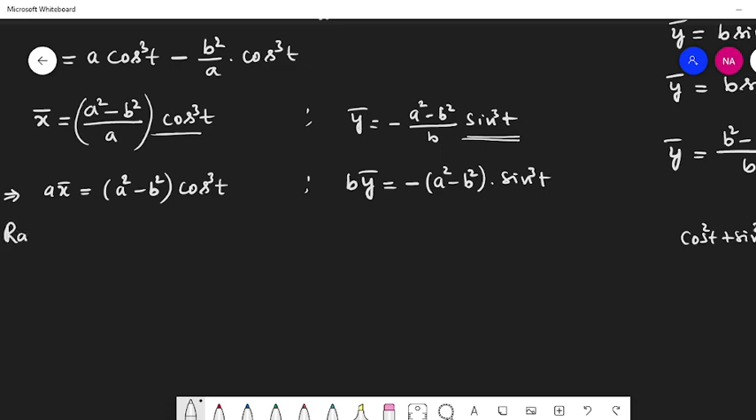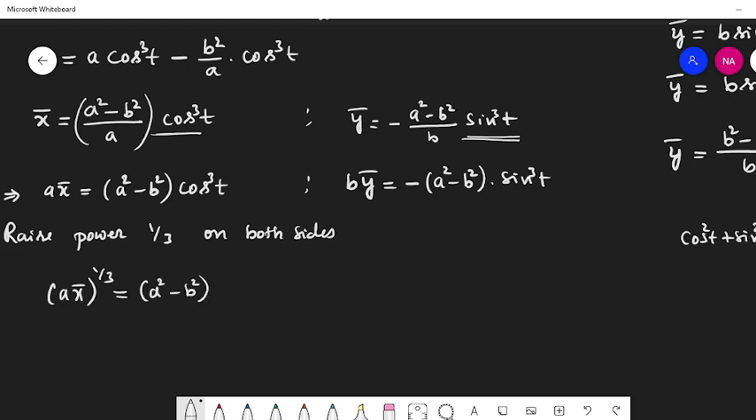Raise to the power 1 by 3 on both sides. So (ax bar) whole power 1 by 3 will be equal to (a square minus b square) whole power 1 by 3. For our convenience, we may assume a square minus b square is greater than or equal to 0.